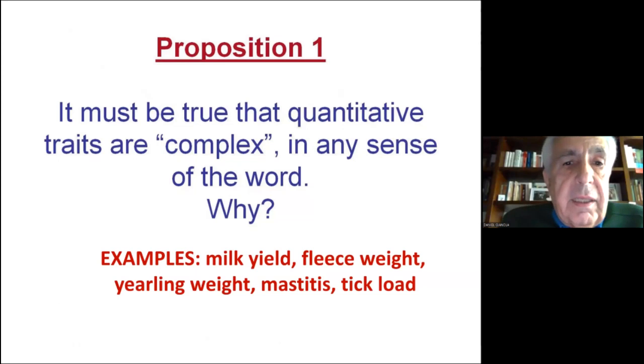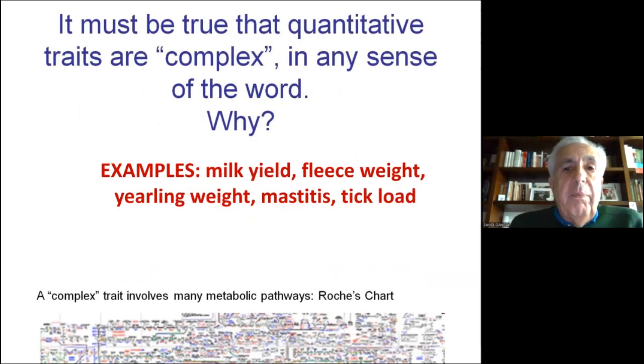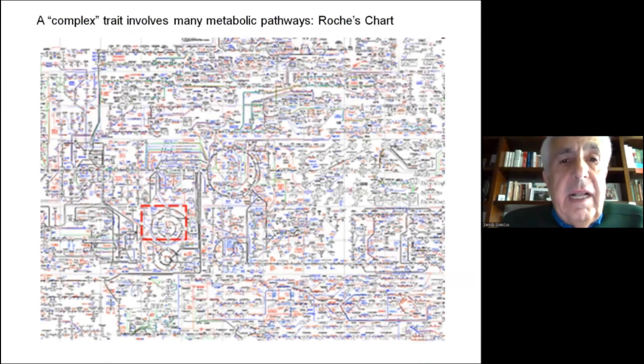I'm going to deal specifically with a brief history of genetic improvement of complex traits in agriculture, but with a focus on statistical methodology, which has been my main area of work. And for complex traits, I mean like milk yield in dairy cows, yearling weight in beef cattle, mastitis resistance or susceptibility, or tick load in subtropical and tropical areas. We speak about complex traits because they are the result of a huge number of biochemical reactions that interact with the environment.